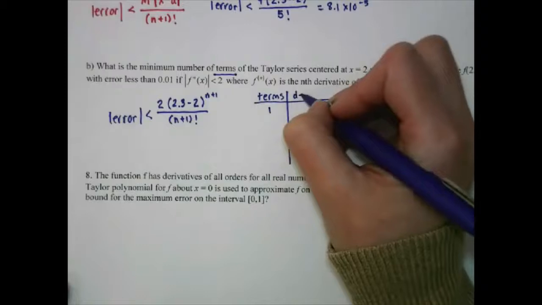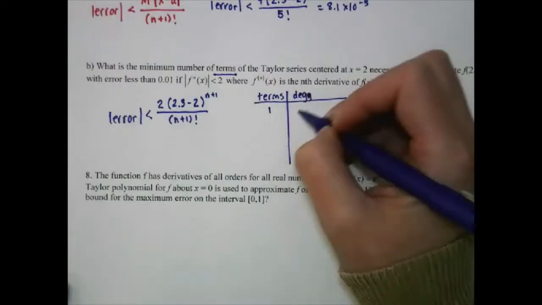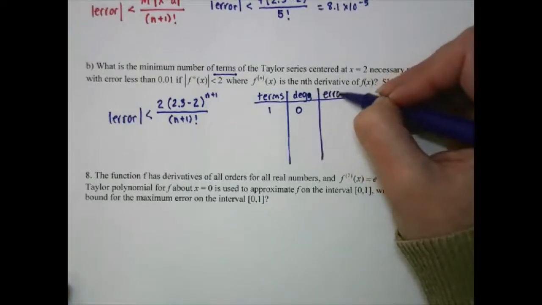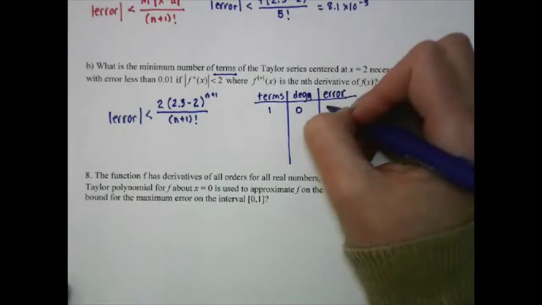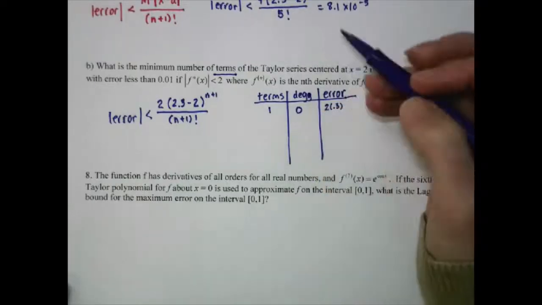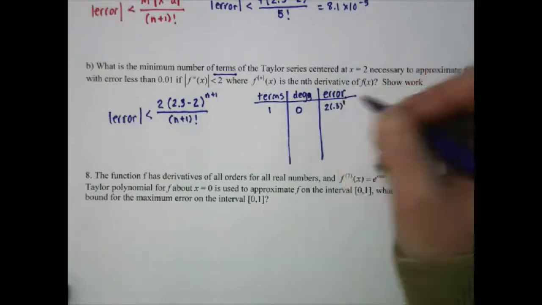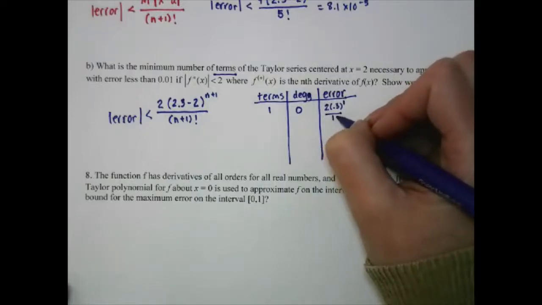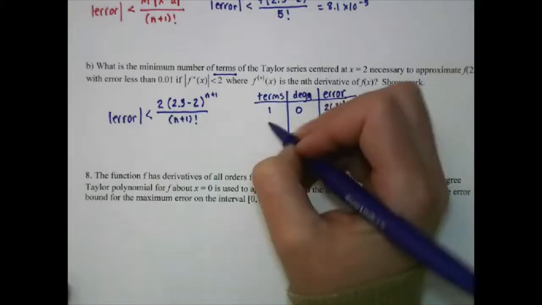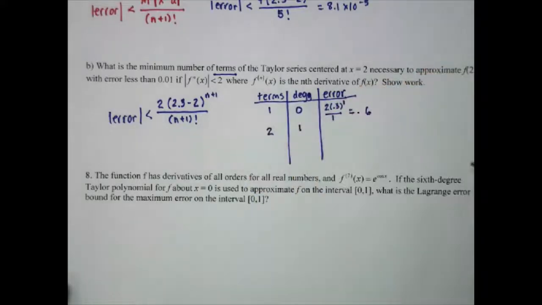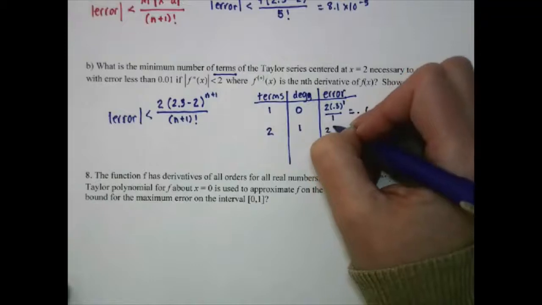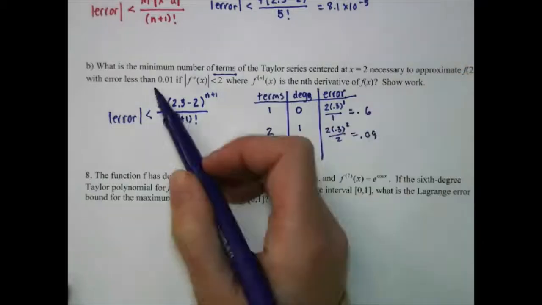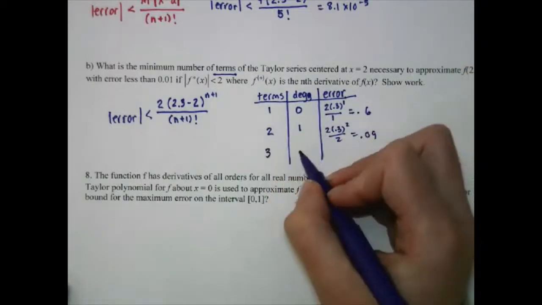Okay, if I have one term, the degree is going to be a 0. Because it would just be a constant there. So the error is going to be 2 times 0.3 to the 1, because we'll add 1 to the degree, over 1 factorial, which is 0.6. If we have two terms, that means we have a linear function, so the degree is 1. So my error is going to be 2 times 0.3 squared over 2, which gives us 0.09, which is still bigger. So we can probably predict this will be the right answer.